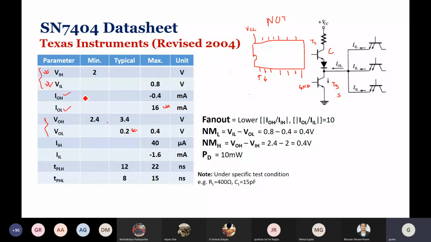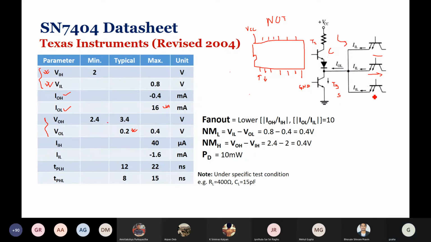And what is IOH? IOH is the maximum load current that it can deliver. You can see this is much less, minus 0.4 milliampere. Minus because the current will be going away from the node, and this will be connected to similar devices. When it is firmly on and firmly off, we are not talking about the transition region, so it is in inverse mode. The current is going in this direction, and this is mostly the base current. So even if a small amount of current is there, no issue.